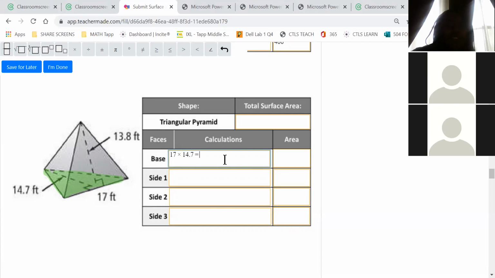And that is equal to 249.9. But I'm not done because this is a triangle. So it's base times height. I did that. Now it's time to divide by 2. So I'm going to pop my comma in there and do 249.9 divided by 2.